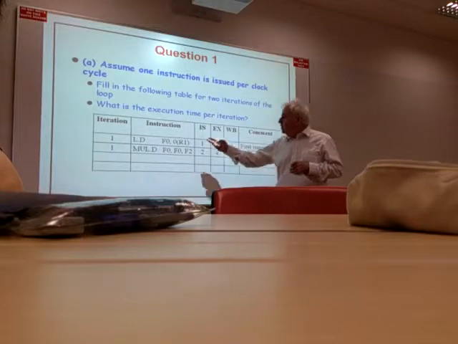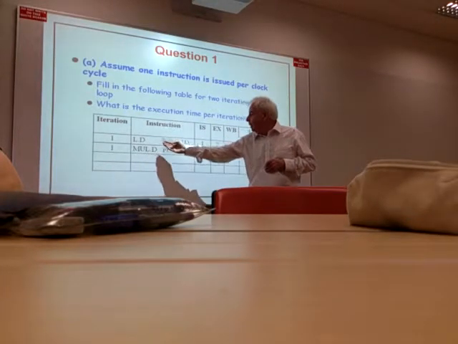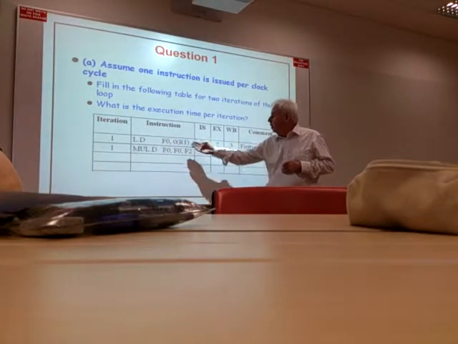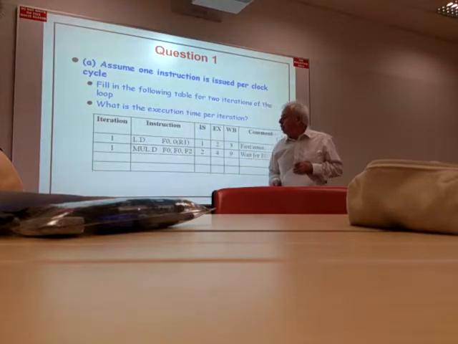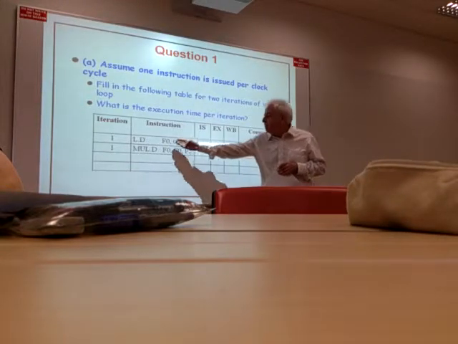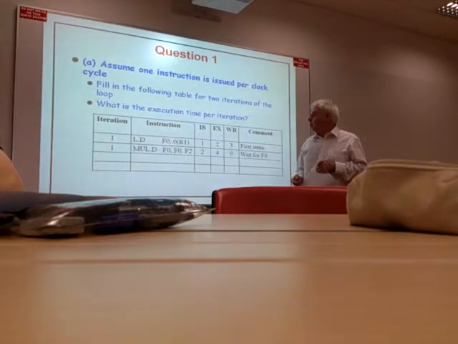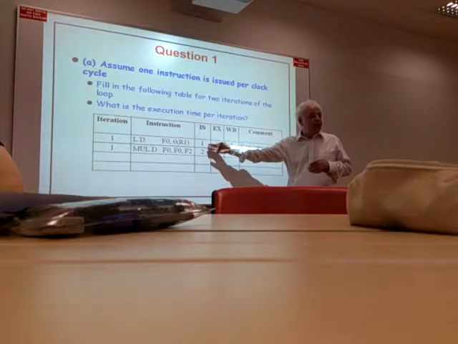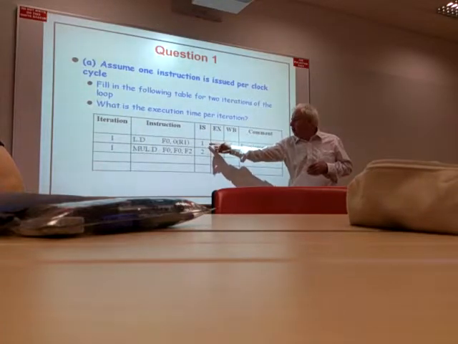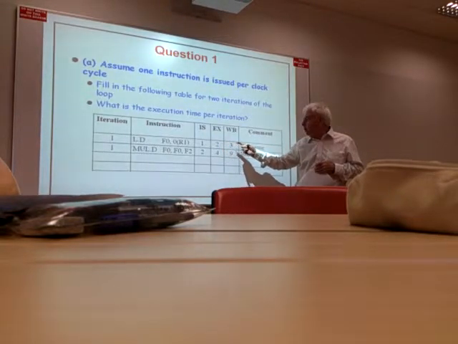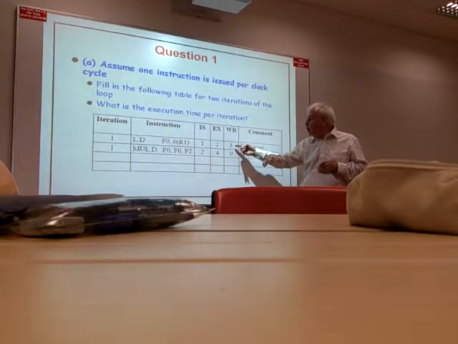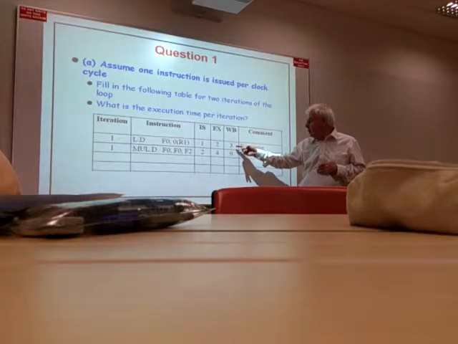So we start off by loading the first value of the vector into the register F0. That instruction is issued in clock cycle 1. It can be executed in clock cycle 2, and the load and store takes 1 clock cycle, so we can write back in clock cycle 3.